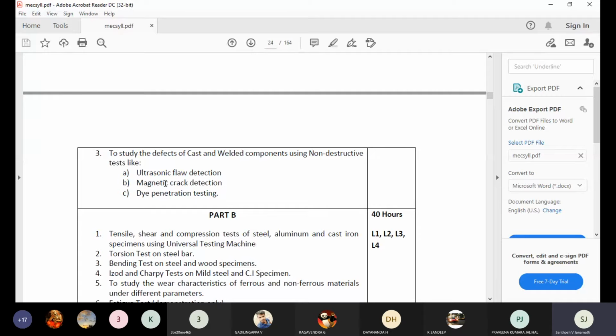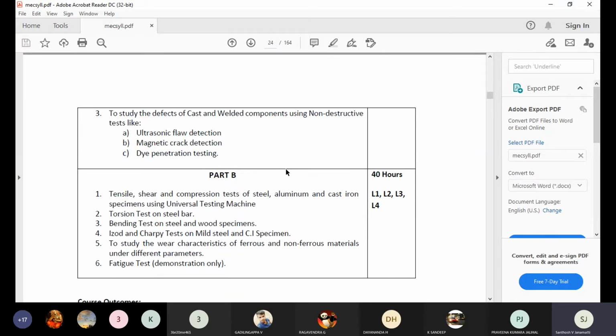Ultrasonic flaw, and in our laboratory there are two experiments available. One is a magnetic crack detector, and the other is dye penetration testing. Definitely, once the college reopens, we are going to conduct these two, magnetic crack detector and dye penetration, at that time. So in the incoming classes I will explain how to conduct the magnetic crack detector and dye penetration test. But first, I am just telling you the phenomena of non-destructive testings now. This also comes under part A, so it is 30 marks.